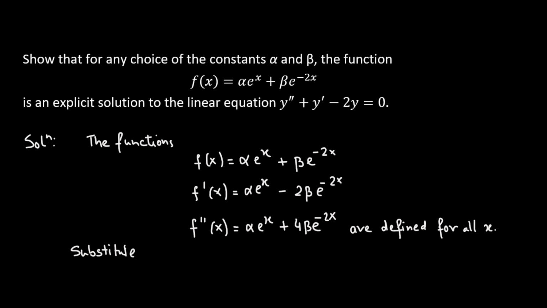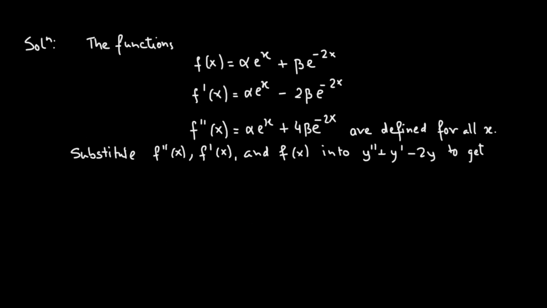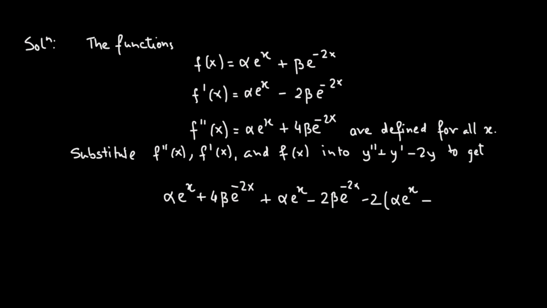Substitute the second derivative of the function f, the first derivative of the function, and the function itself into y double prime plus y prime minus 2y to get alpha times e raised to the power of x plus 4 beta times e raised to the power of negative 2x plus alpha times e raised to the power of x minus 2 beta times e raised to the power of negative 2x minus 2 times alpha e raised to the power of x plus beta e raised to the power of negative 2x.